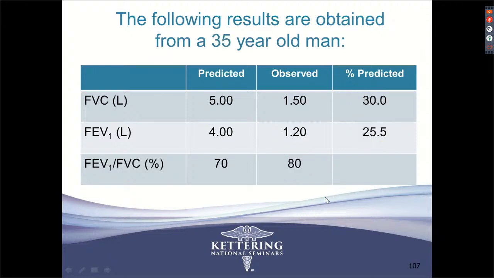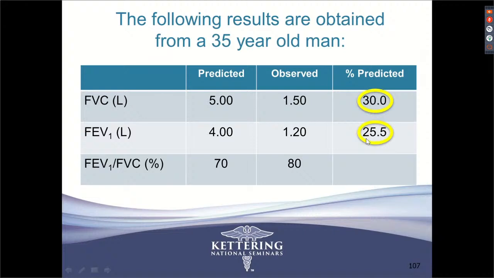The next one is a little bit different. Here again, first thing we're going to look at is this guy's forced vital capacity. And again, we see that it's reduced. And so that means I've got a restrictive problem, because it's less than 80%. And this would be a severe restrictive problem because it's less than 40%.